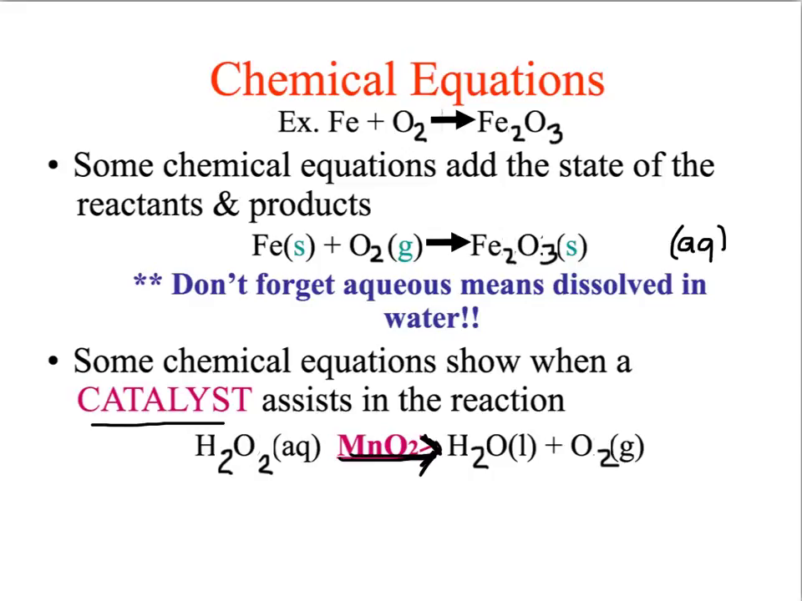So in this case, we have peroxide breaking down into water and oxygen. However, manganese dioxide helps this to occur, and the manganese dioxide is not changed by the reaction itself, it's still sitting there at the end. Another one that's not in these notes that you might see is a triangle above the arrow, and that means heat.